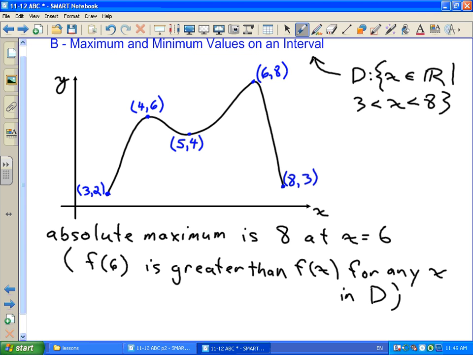So if I go to any other x values in the domain, I evaluate my function, find out my y value, none of those y values are going to be greater than 8. And you can see that from the graph.